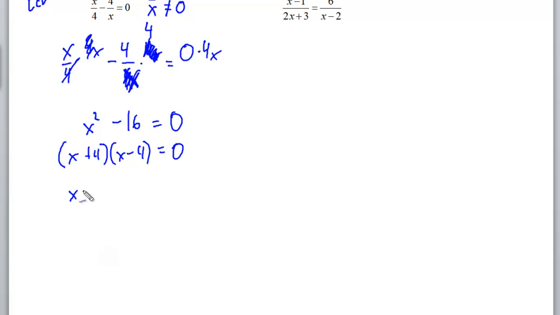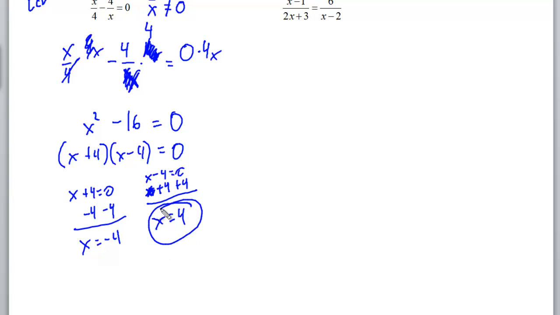So now if I set x plus 4 equal to 0 and solve for x, like I did in the last chapter, x equals negative 4. And I got x minus 4 equals 0. I add the 4 to both sides. I got x is equal to 4. So my two answers are x equals 4, x equals negative 4. Did it hit my danger zone number? No, it didn't. So it looks like I'm okay.